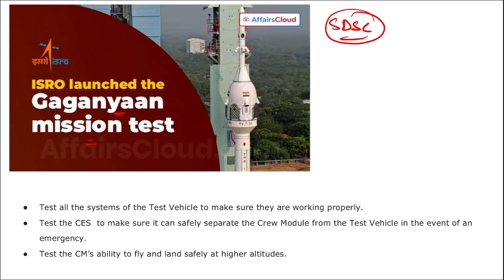This will test all the systems of the test vehicle to make sure that they are working properly, and this tests the CES, that is the crew escape system, to make sure that it can safely separate the crew module from the test vehicle in the event of an emergency, right? So this was the first flight test vehicle abort mission that was from Sriharikota, from the Satish Dhawan Space Center, that is in Sriharikota, Andhra Pradesh.